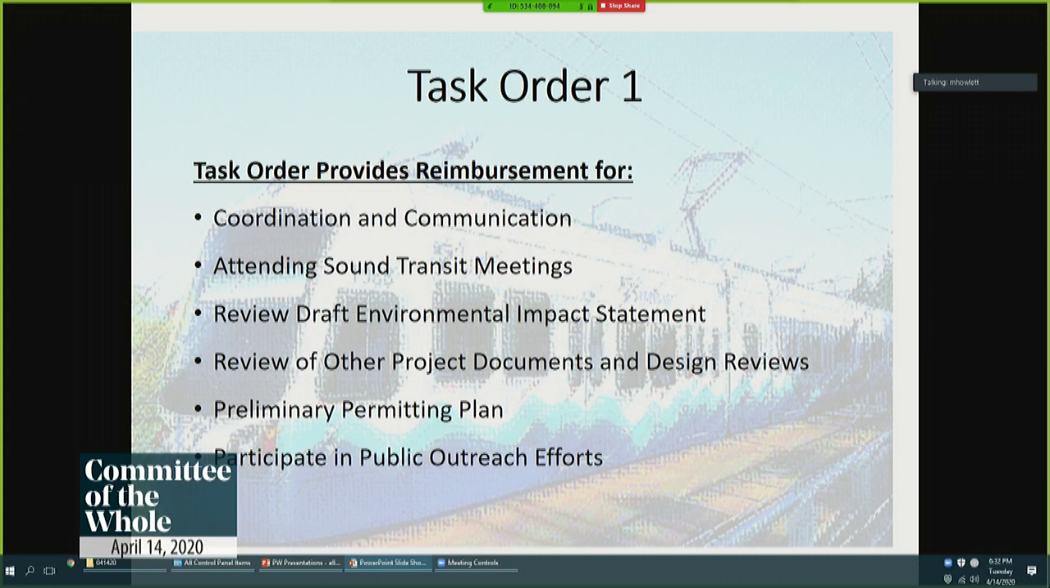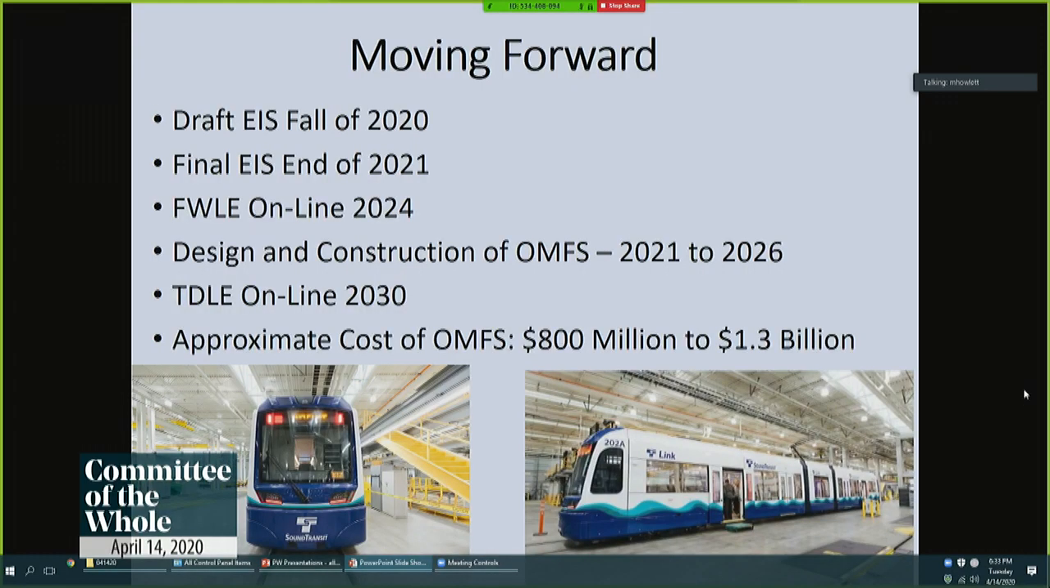If the Midway landfill site's not selected, we may or may not have to execute a second task order. I'm not sure at this time how that would end up. But moving on to the next slide, please. So where are we at?